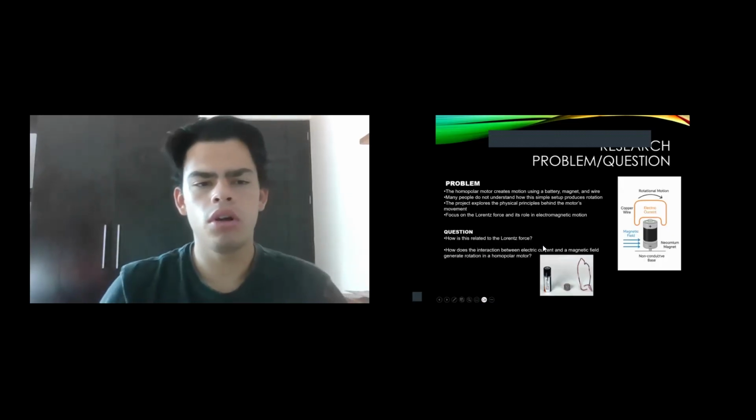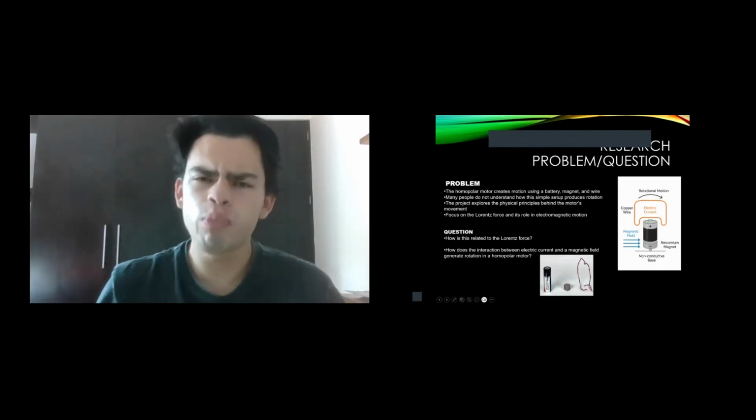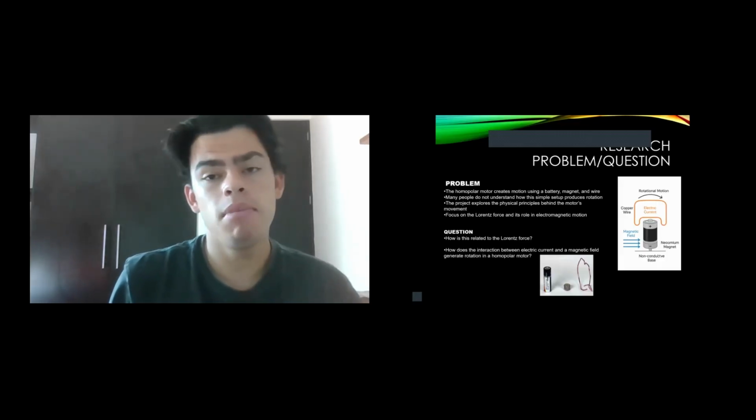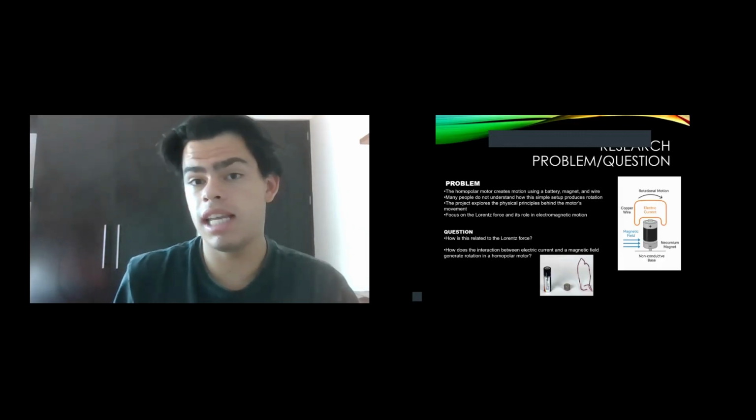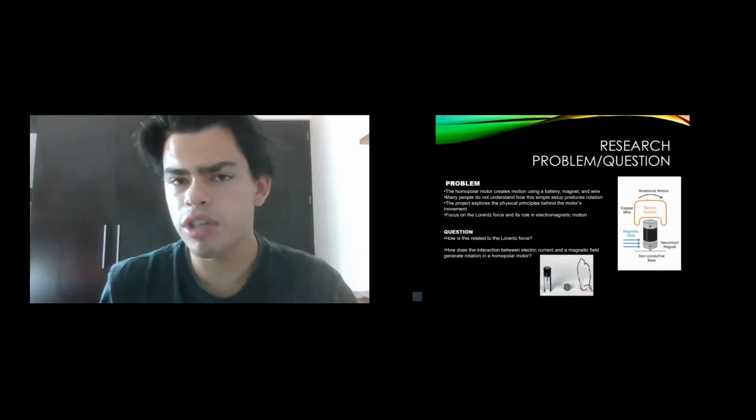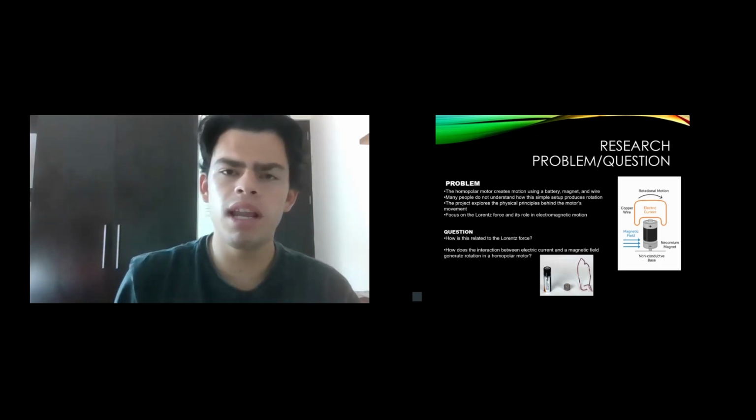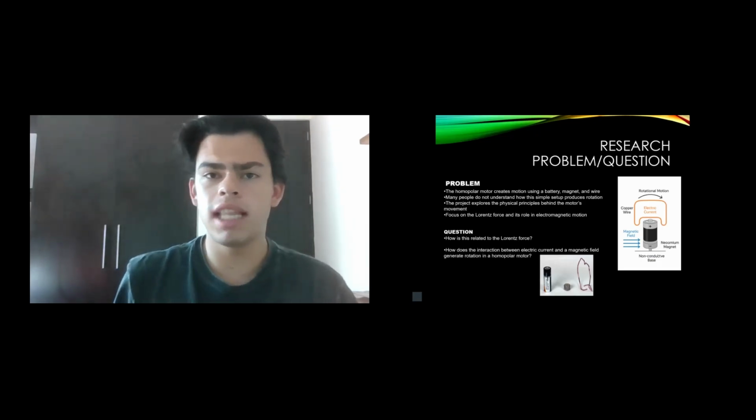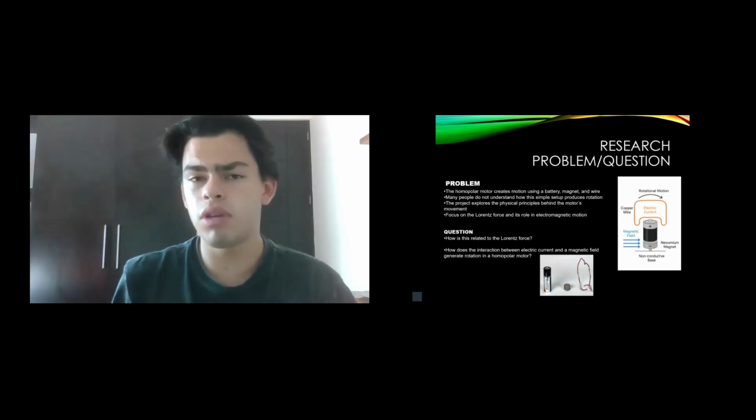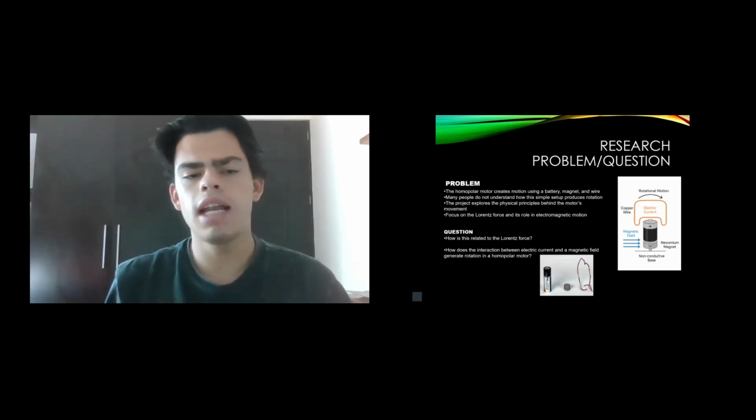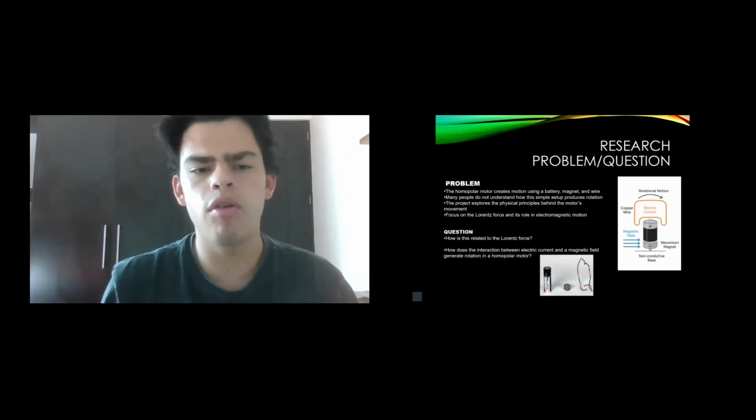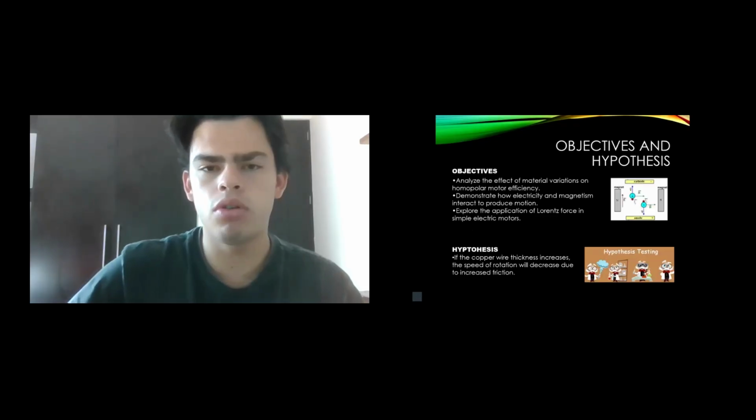The problem and question. In the problem, the homopolar motor produces motion using a battery, magnet, and wire. Many people don't understand how this is a simple experiment. The project explores the physical principles behind the motor's movement, and this experiment focuses on the Lorentz force. I have two questions. The first one is how is this related to the Lorentz force, and how does the interaction between electric current and a magnetic field generate rotation in a homopolar motor?